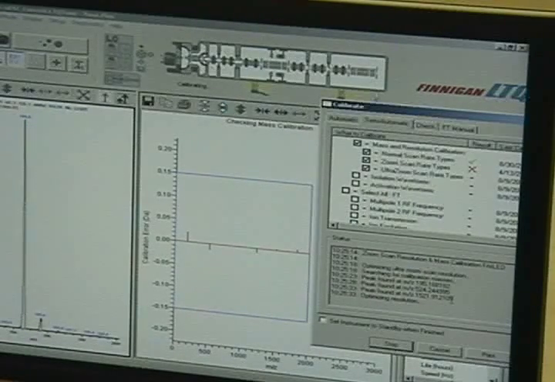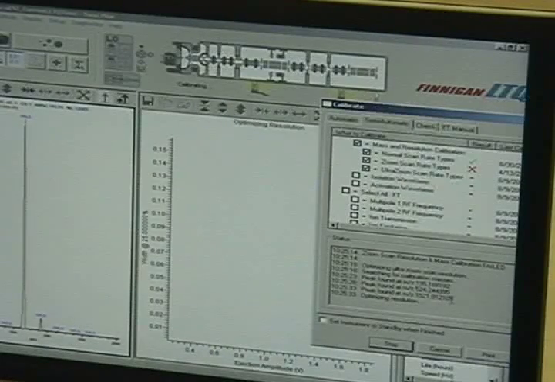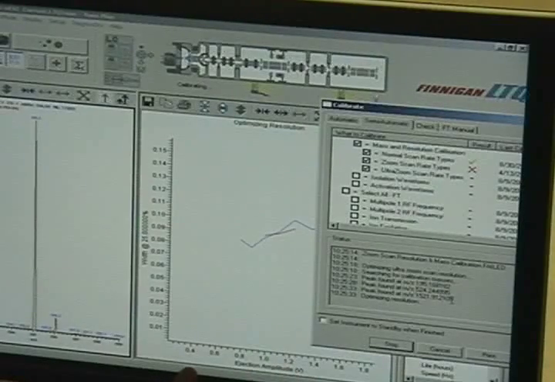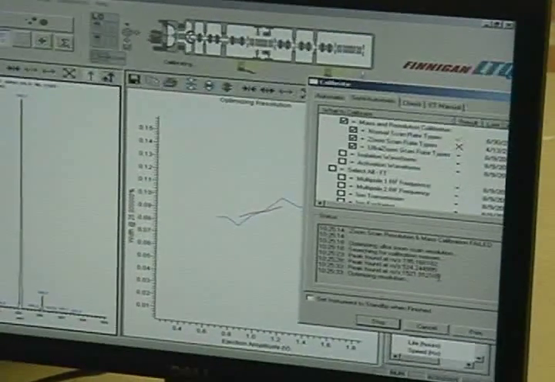Now let's do an ultra zoom scan. Does it pass or fail this? Ultra zoom, it always passes. And it's doing the same thing. It's doing resonance ejection voltage versus peak width.